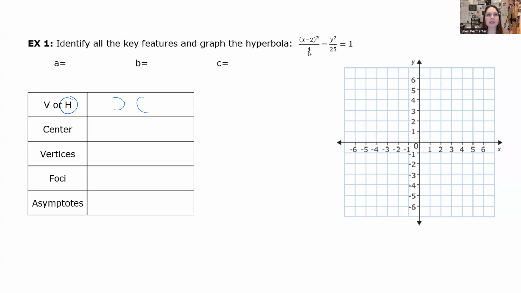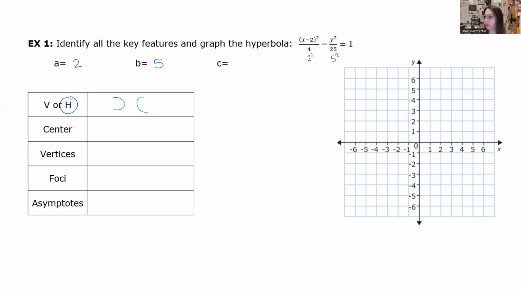And then A squared is always listed first. So I know that, don't copy that. A squared is 4, which is the same thing as what squared? 2 squared. And 25 is the same thing as what squared? 5 squared. So I know what A is. I know what B is. A is 2, B is 5. So A is not necessarily the bigger one anymore.